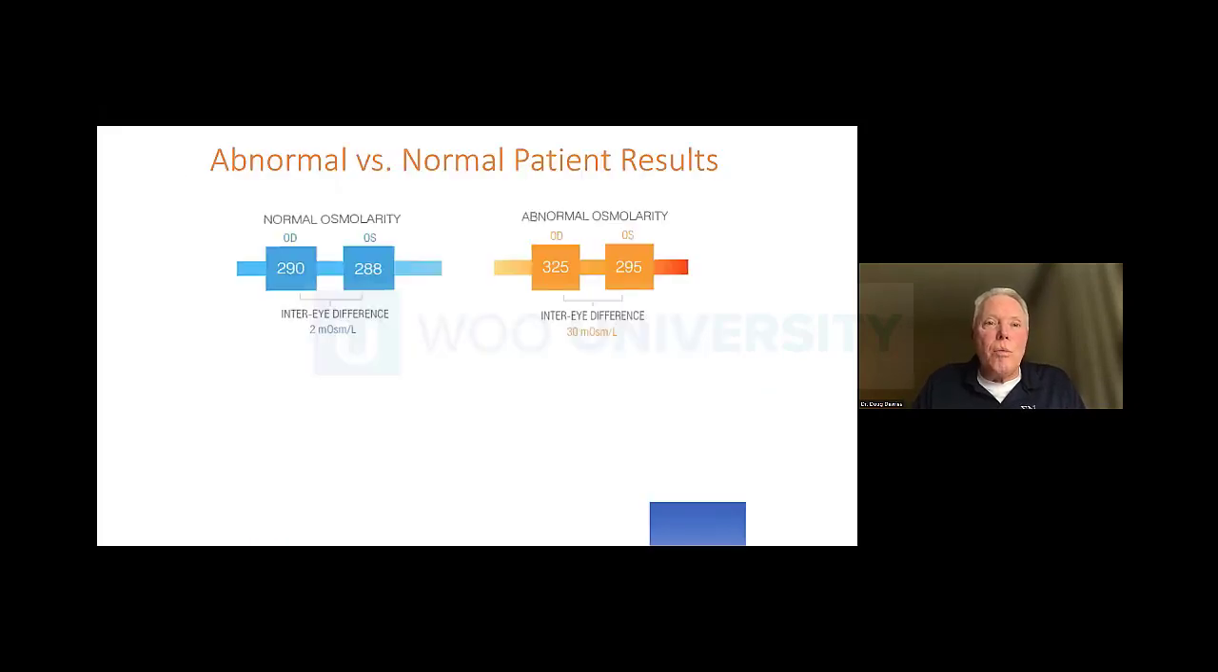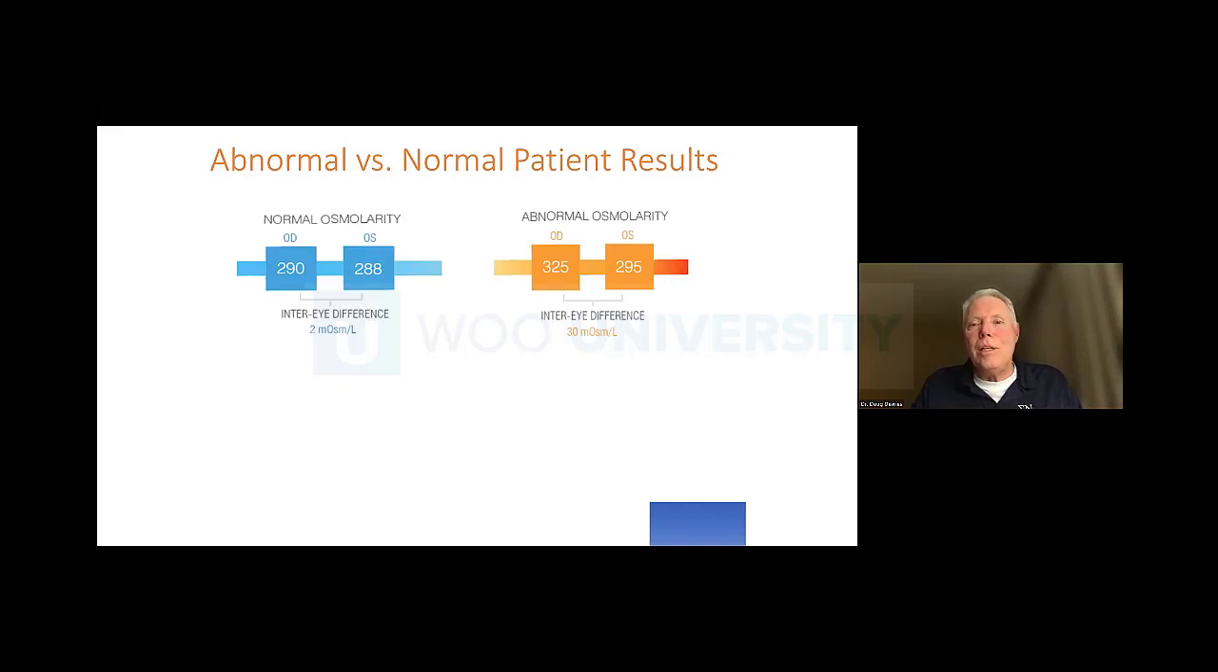And what are we looking for when we see normal osmolarity? It's going to be somewhere under 300 milliosmoles. And in this case, when you have something like 290 and the inter-eye difference is only 2 milliosmoles, then we know that it's a normal osmolarity.